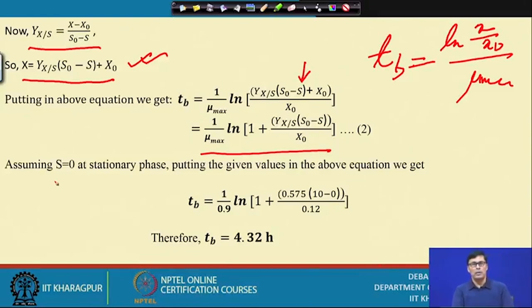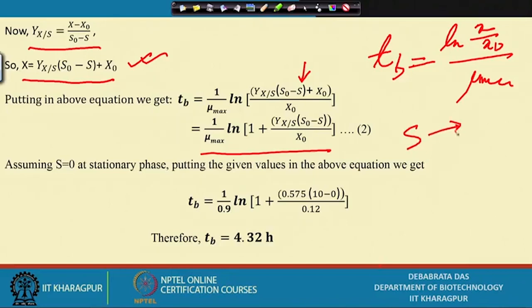how do we define the stationary phase? We define the stationary phase as a kind of starvation phase where most of the substrate will be exhausted. Am I right? So we can assume that S tends to zero, not exactly zero. If S tends to zero, I can solve this problem like this.